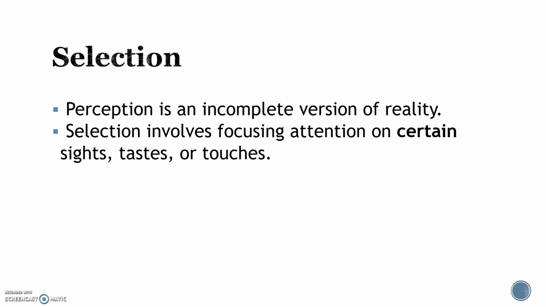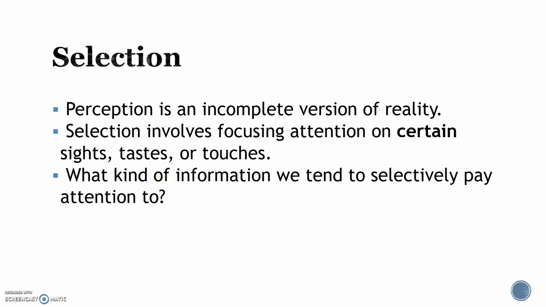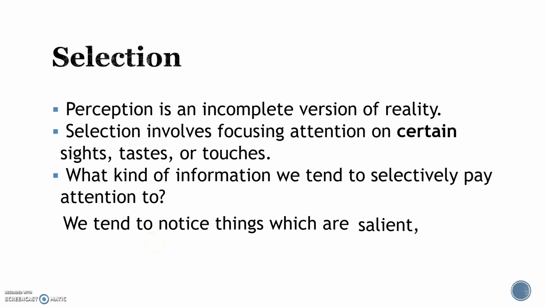So here is one more question for you guys to consider. What kind of things tend to draw our attention? Or what kind of things do we tend to notice in reality? Well, research showed that the first thing we tend to pay attention to is something salient, something which stands out. The second thing which tends to draw our attention is something relevant to us.